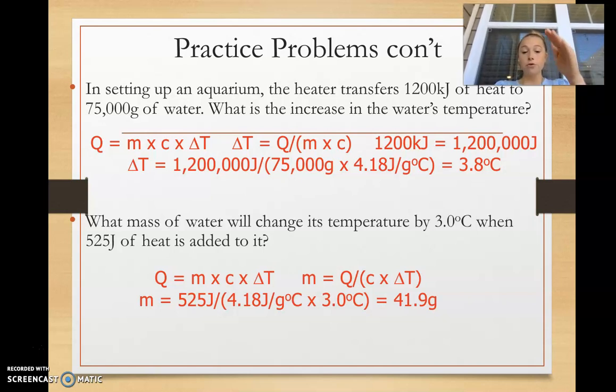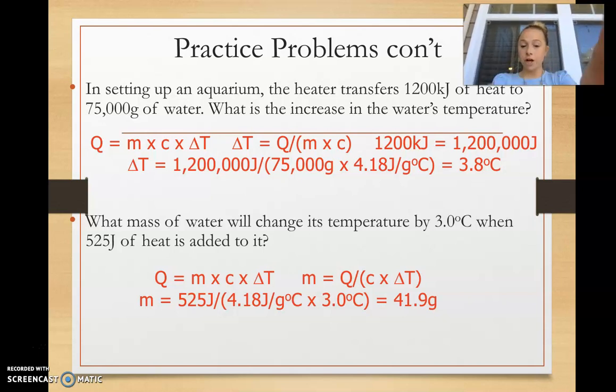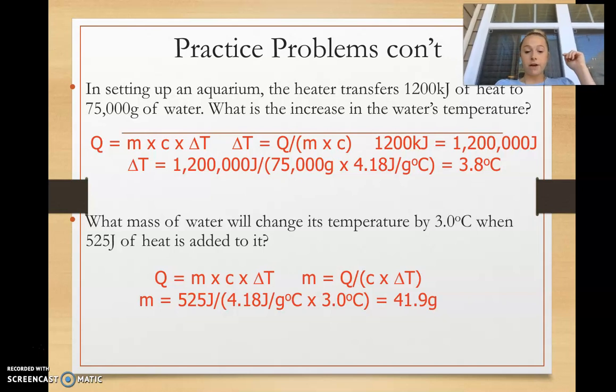So all we have to do is divide C times delta T to both sides, and you can see in our formula how we rearrange that. So we just go ahead and plug everything in. We do mass equals the heat, which is 525 joules, divided by the specific heat, which is 4.18 joules per gram Celsius, and then you multiply that by the change of temperature, which is 3 degrees Celsius, and your answer is going to be 41.9 grams.